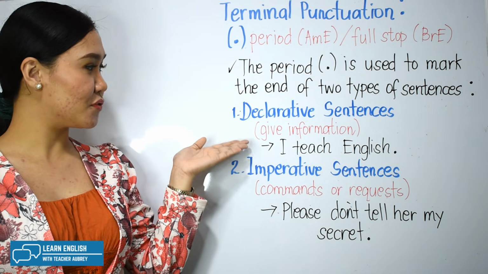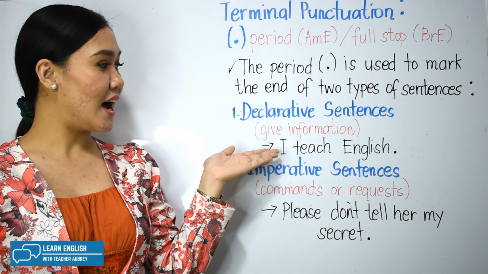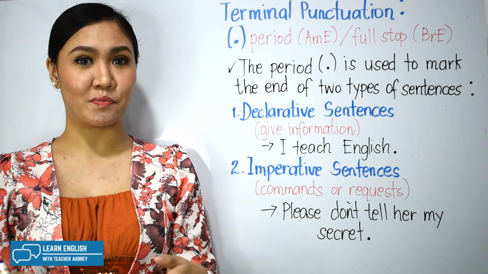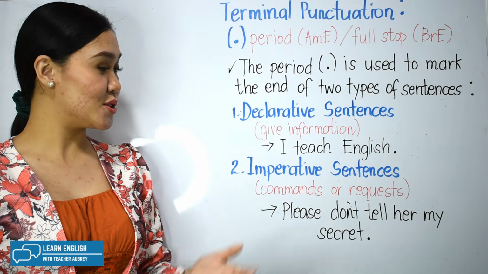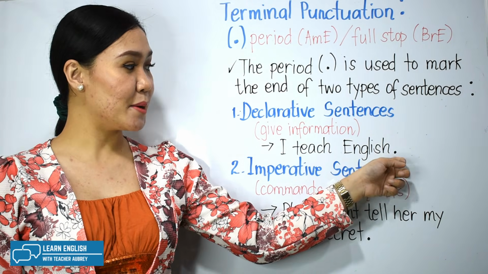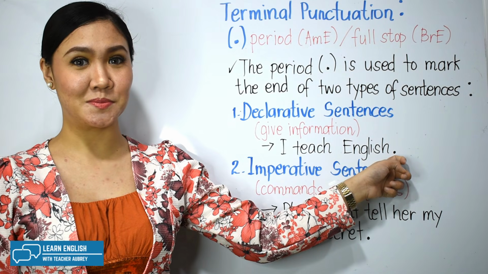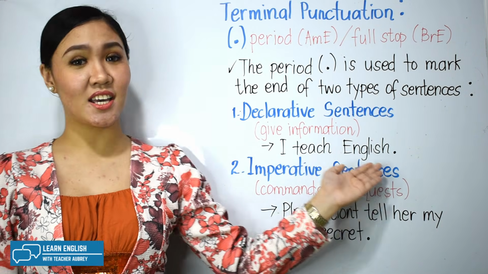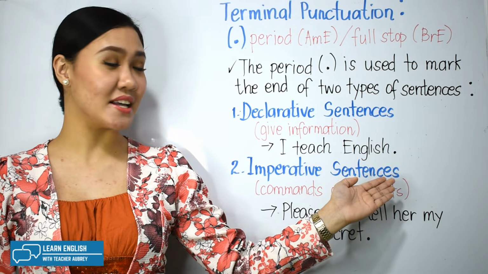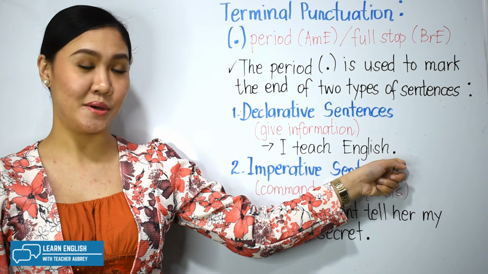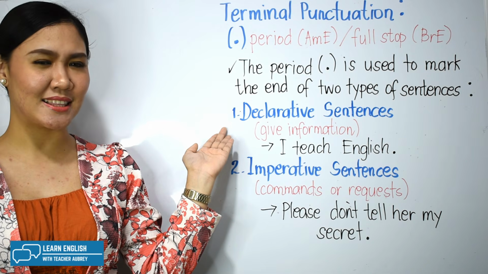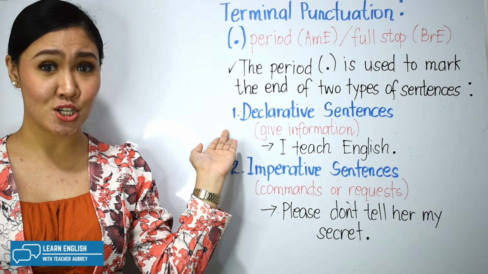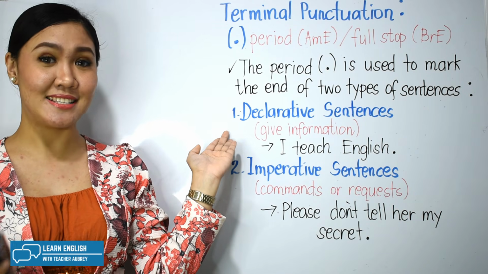We have, for the declarative sentence, I teach English. I just stated, sinabi ko na nagtuturo ako ng English. So to end that sentence, I put a period. I teach English. And to end that sentence, I put a period because that is a declarative sentence or a sentence in which I just give an information or I just stated a detail.